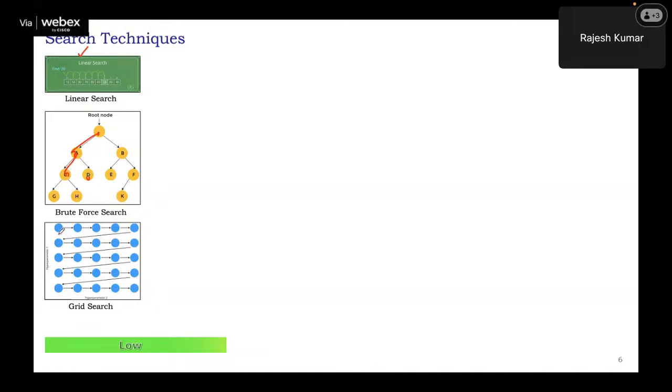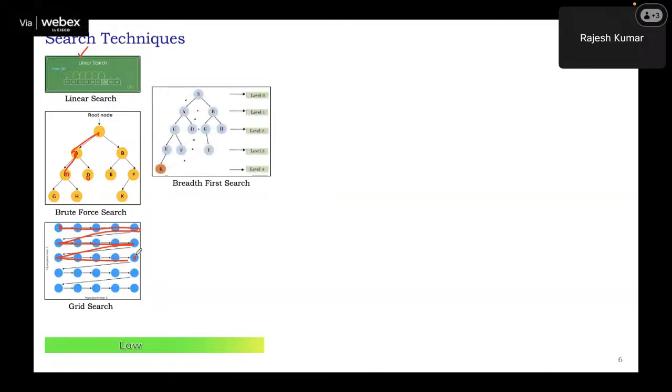Then grid search, which is very commonly used by those working in machine learning applications. Grid search means you start from some point and move in a certain kind of pattern, a grid kind of arrangement. All these blue points on your screen are solutions. These are the feasible solutions, but our job is to find the best, most optimal one.